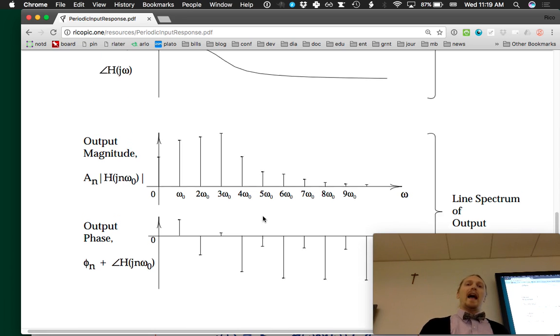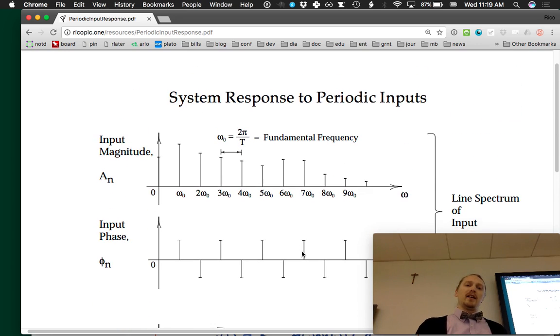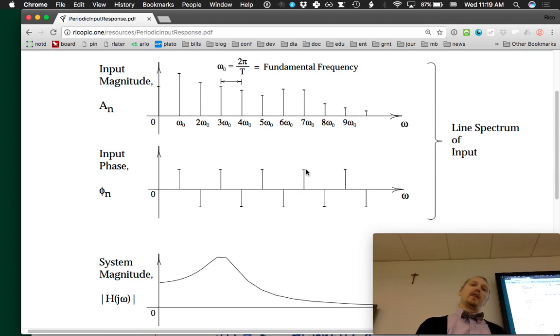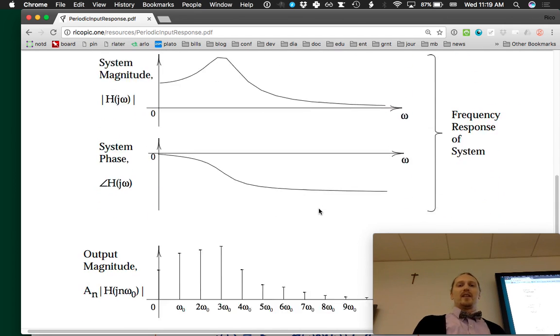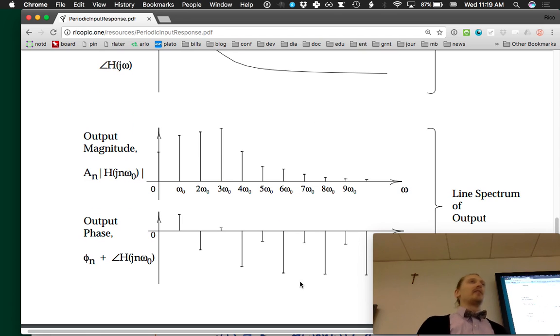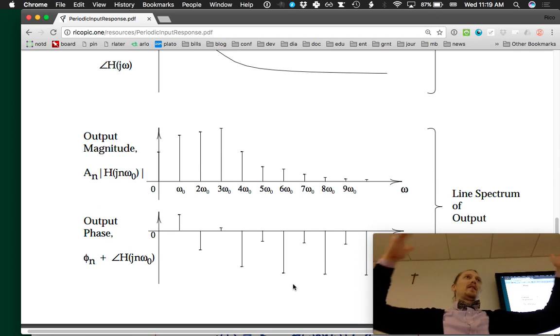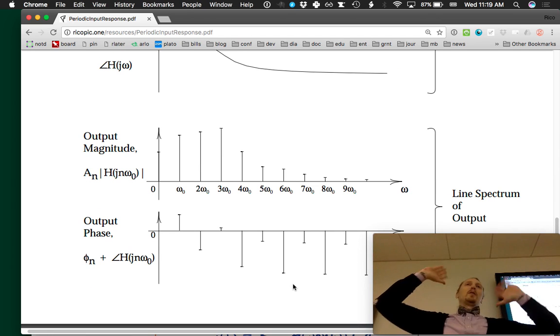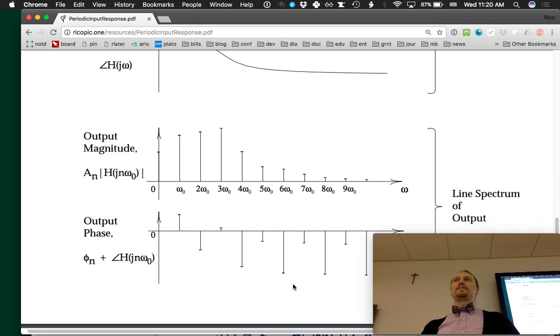The phases add, so if you have a high frequency input phase that's at positive 90, it's going to go to something smaller than that, and if it's already negative, it's going to get even more negative, right? So at high frequencies, we see that same behavior. So that's a way to think of this as being a filter, as sort of filtering the input line spectrum to create an output line spectrum. Okay? All right. Does that kind of make sense?